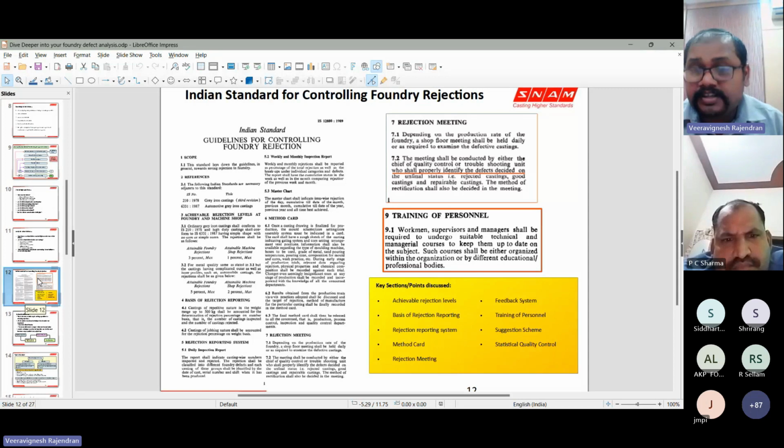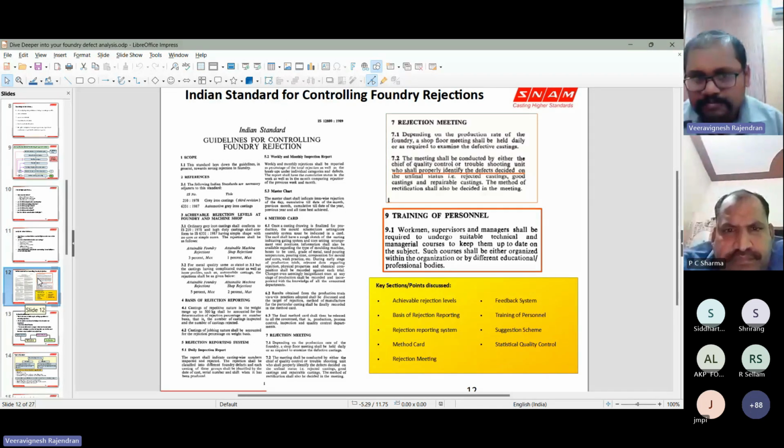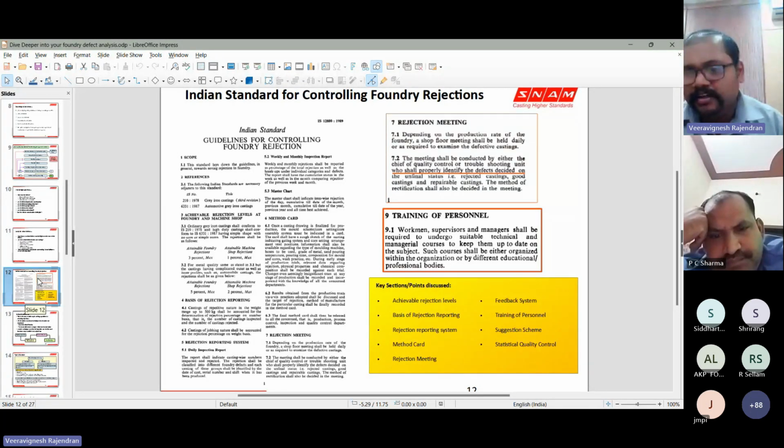And what it talks of is training the personnel. The exact lines mentioned in the standard are: workmen, supervisors and managers shall be required to undergo suitable technical and managerial courses to keep them up to date on the subject. The subject means controlling foundry rejections. Such courses shall be either organized within the organization or by different educational or professional bodies. So I think that is what IIF is right now doing.